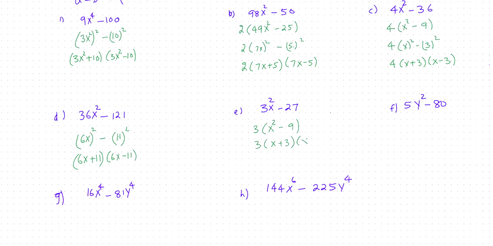Here 5y² minus 80. So again we can take common factor as 5. So we can divide both by 5. So we get y² minus 16. So now we can write this bracket as difference of square formula. So y squared minus 4 square. So we get 5, y plus 4 and y minus 4.